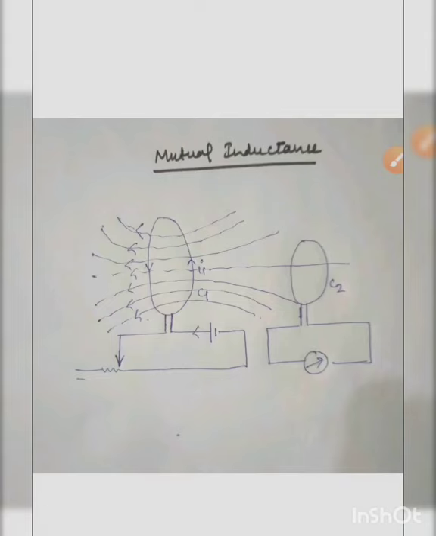When the current flowing through the circuit C1 changes, the flux linked with the neighboring circuit C2 also changes. Hence, an induced EMF is set up in the neighboring circuit. This phenomenon is called mutual induction. The circuit in which the current changes is called the primary circuit, while the neighboring circuit in which EMF is induced is called the secondary circuit.